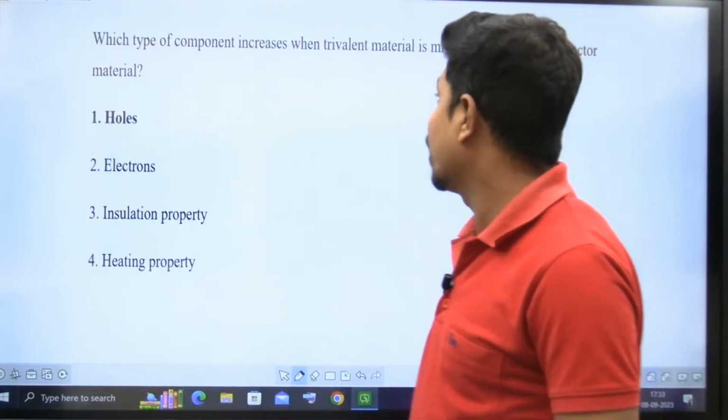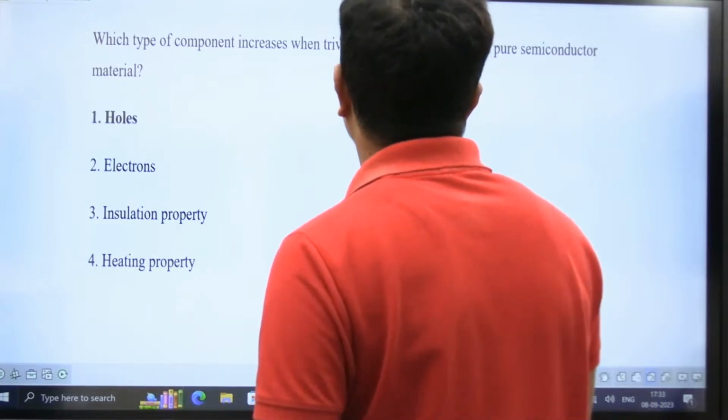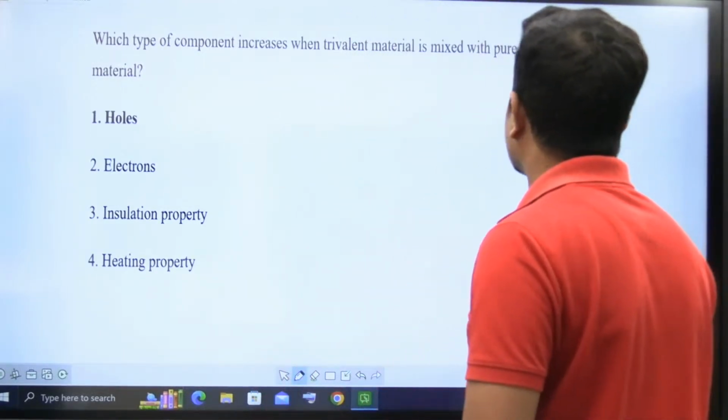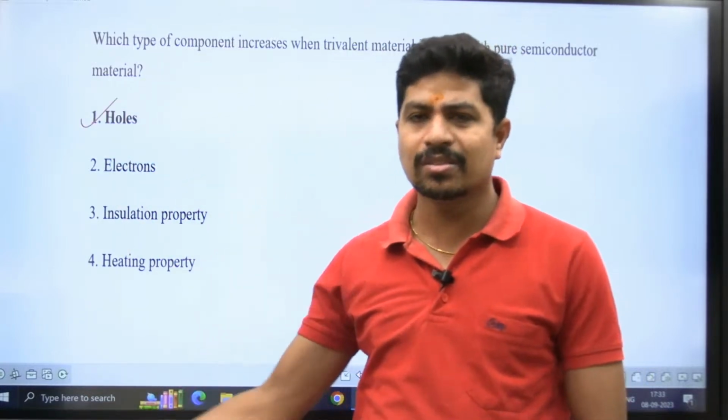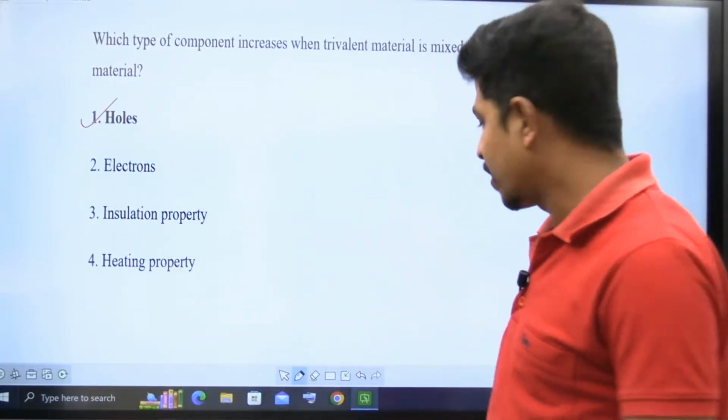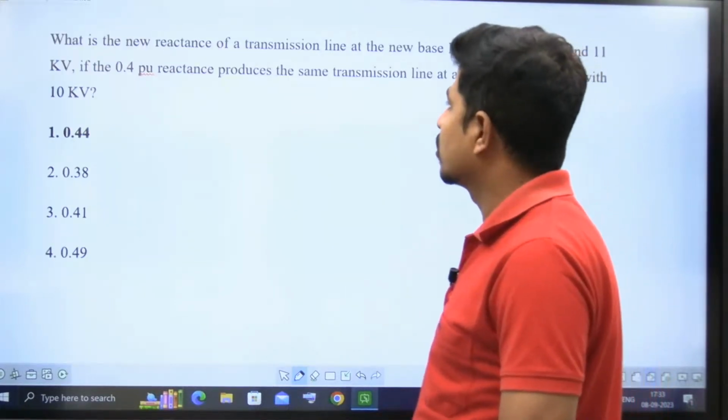Which type of component increases when trivalent material is mixed with the pure semiconductor? Holes. Yes, holes are going to be increased. This is also one of the theory questions from semiconductor physics. Let's go to the next question.